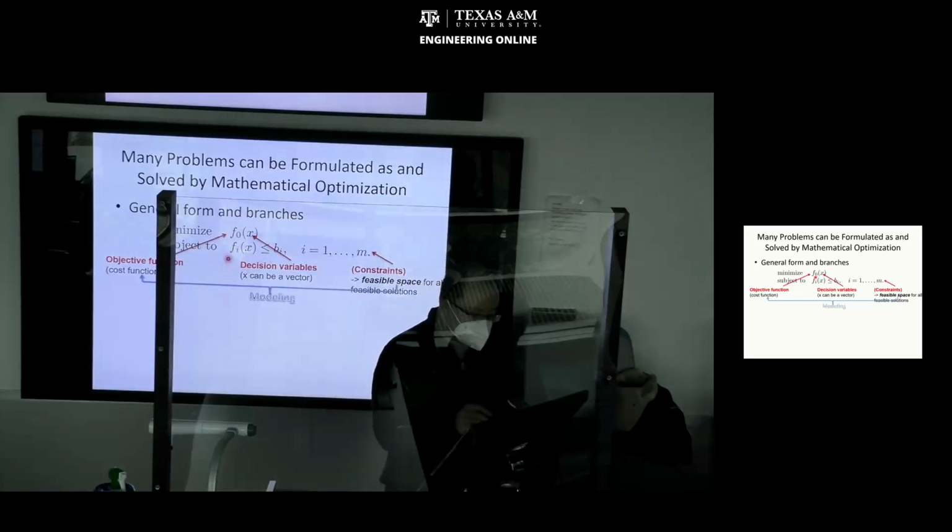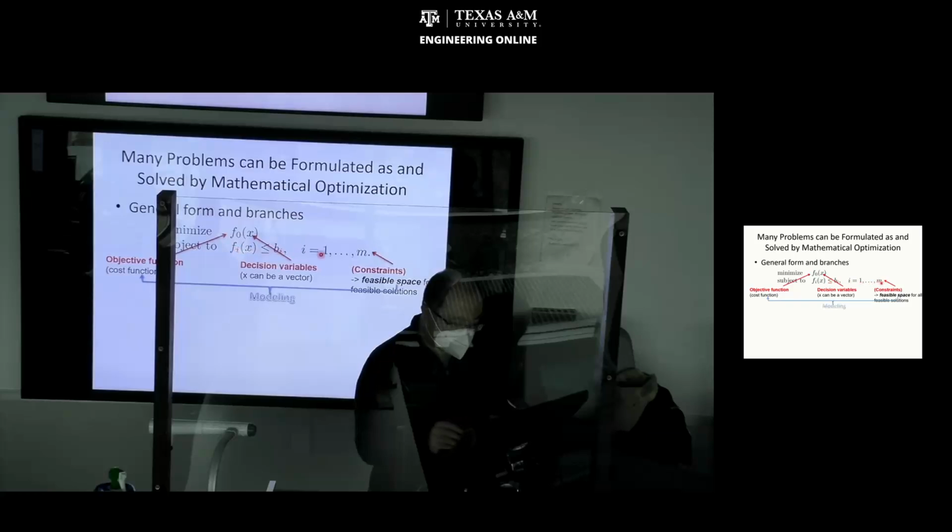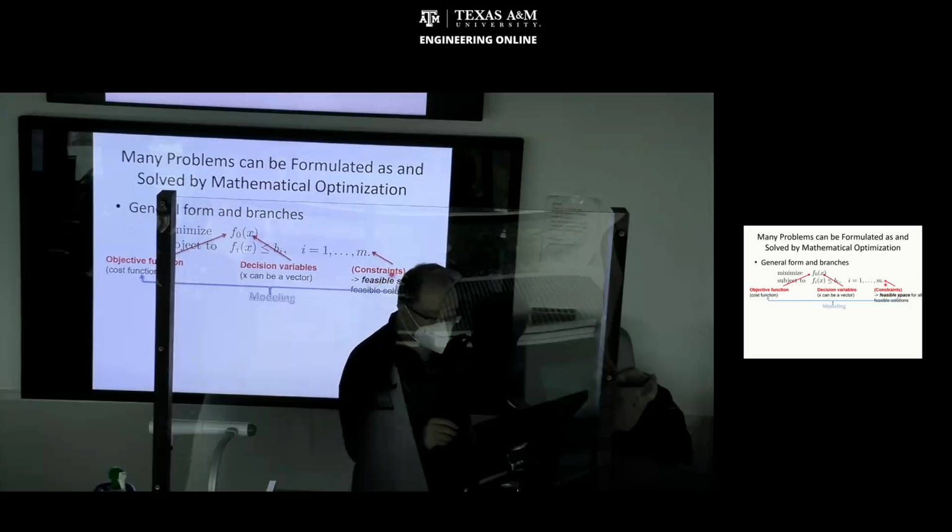And then what we are minimizing is the objective function, also called the cost function, okay? And lastly, we have a bunch of constraints which define the feasible space for all the decision variables that satisfy the constraints. So those are called the feasible solutions, and the feasible solutions reside in the feasible space. The feasible space is defined by the intersection of all these constraints, okay?